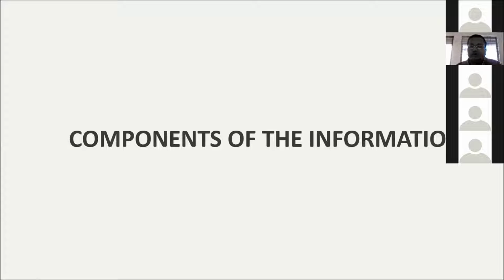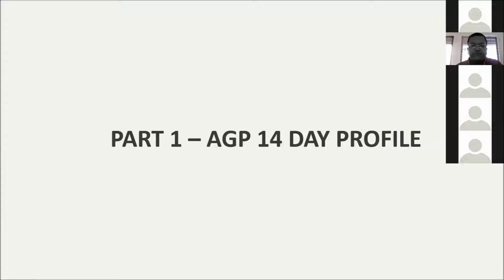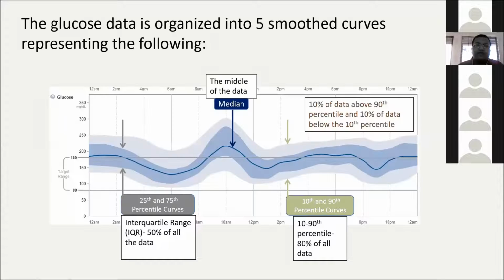Once we know the target, once we know what we want to achieve, let's see the graph in reality. There are three components of the graph. The first one, this is the most important graph. You can see the x-axis and the y-axis, the glucose on the y-axis and the time on the x-axis. Now you can see a dark blue line, which is being shown as the median. So this is the average glucose control over the 14-day period.